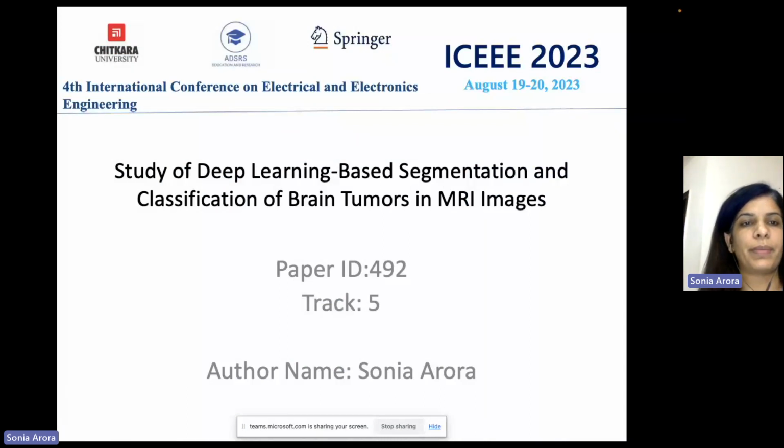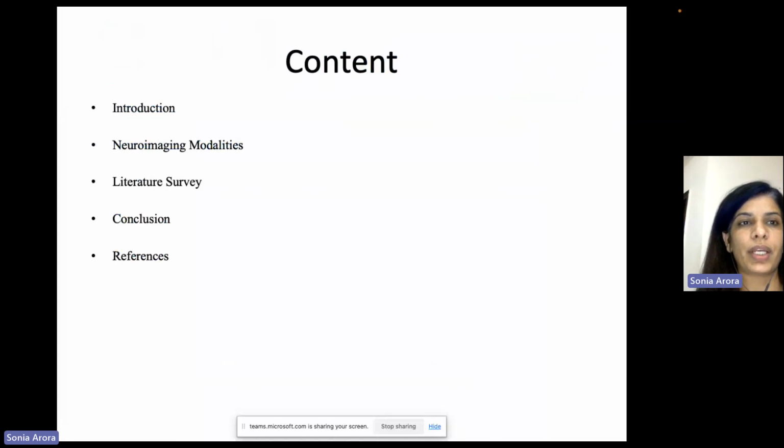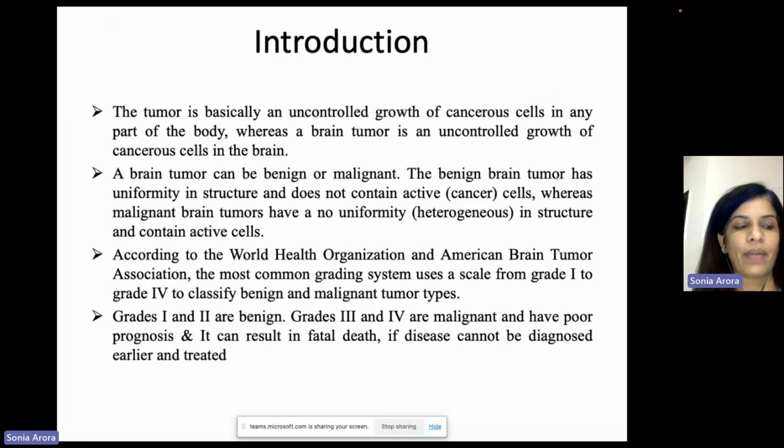Today I am presenting my paper on a study of deep learning based segmentation and classification of brain tumor in MRI images. These are the contents which I covered in my paper: introduction, neuroimaging modalities, literature survey, conclusions, then references. I will give a brief introduction about the brain tumor.